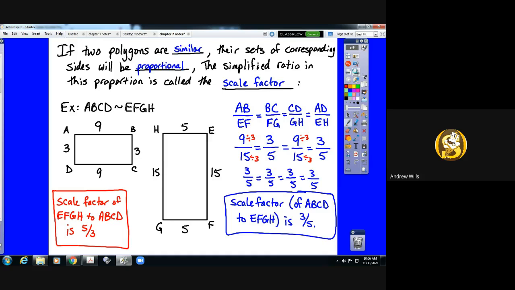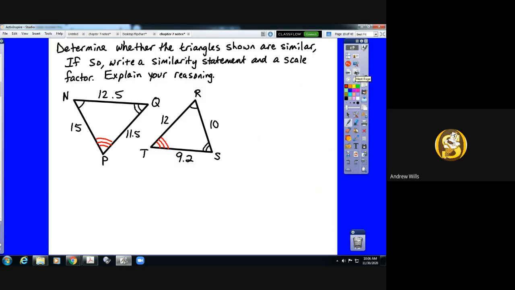That would be this one. This is an example involving scale factor. It says determine whether the triangles shown are similar. If so, write a similarity statement and a scale factor. Explain your reasoning. Now, the explain your reasoning part, what that is saying is you need to list the angle pairs as congruent statements, and you need to show that the proportion is true.